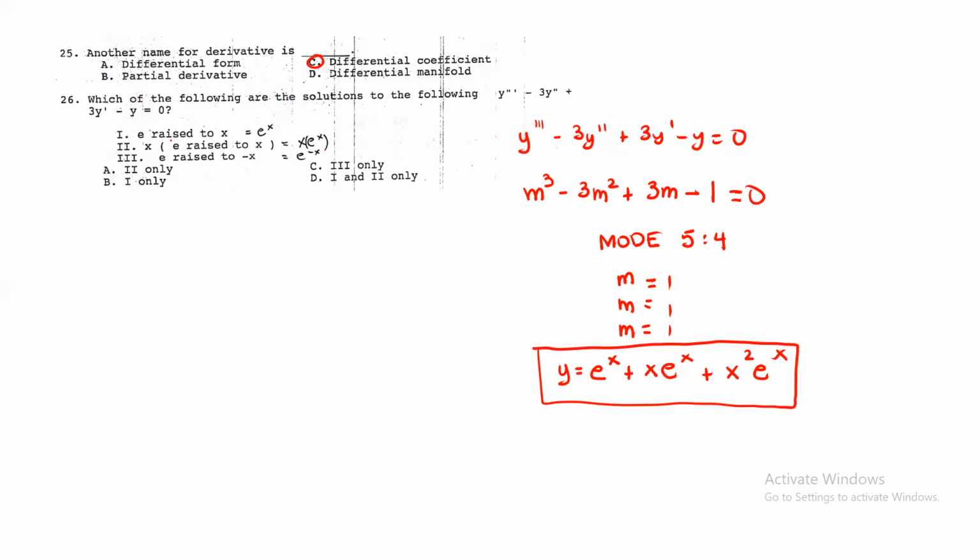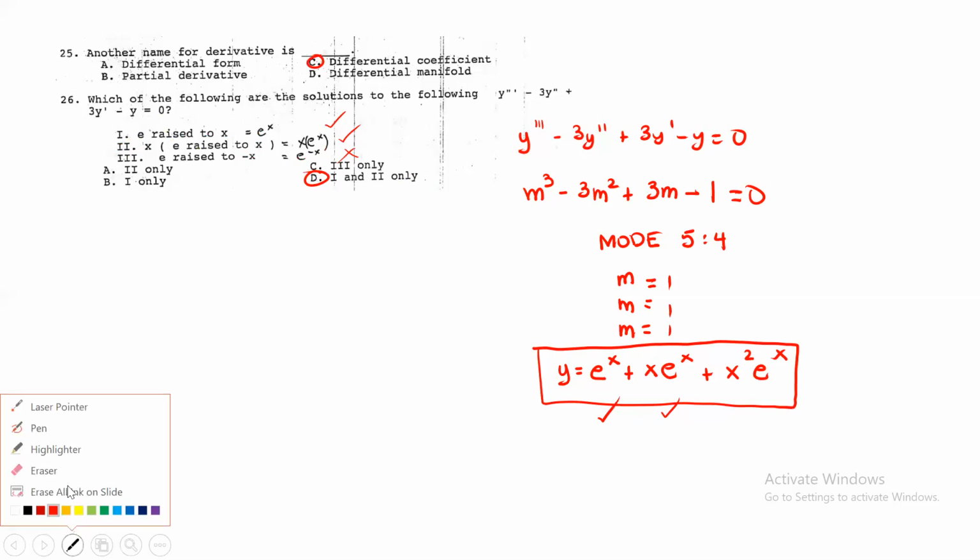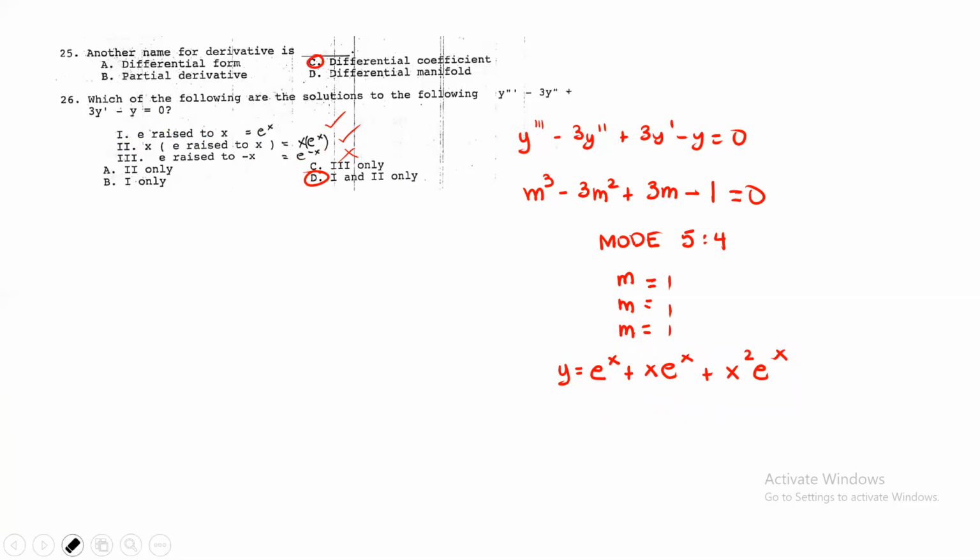So, look for them here. In number 1, e raised to x, that is correct. Number 2, x e raised to x, that is also correct. Then number 3, e raised to negative x, that is wrong, since we have no e raised to negative x here. So, the answer is 1 and 2 only, letter D. Those are the only statements that satisfy, statement 1 and statement 2.